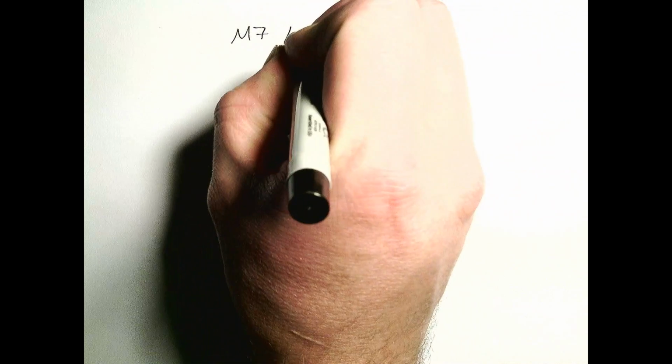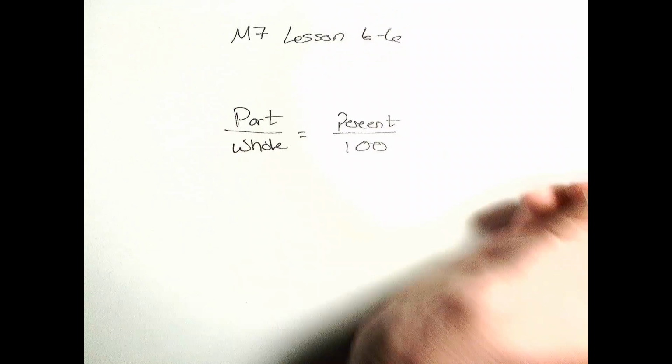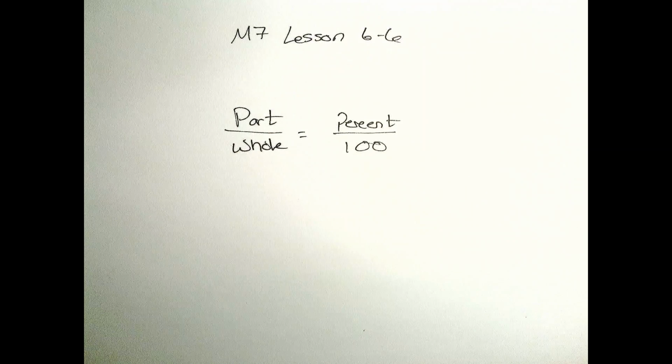Okay? This is M7, lesson 6-6. All right. But today we are going to actually take and we're going to break this out and we're going to make it into an equation. Okay? And so to do this, I'm going to need you to look at your text. And they kind of give you some example equations in here already.